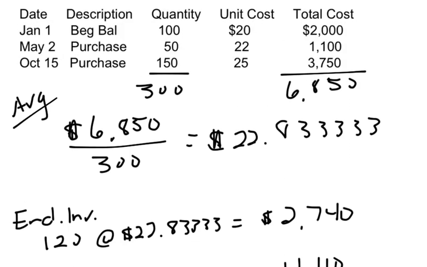That represents everything we had available for us. We can either sell it or keep it. So they should always add together to equal that total.